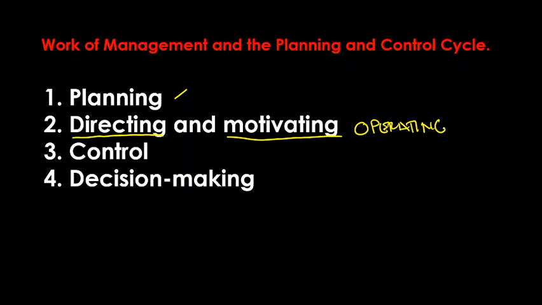Then you have your controlling function. What happens in the controlling function? This is when you compare your plans and the actual results of your operations. Here you try to identify your variances, the difference. Were you able to meet your objectives? Have you surpassed your objectives, or are you still short? And then you have your decision making.